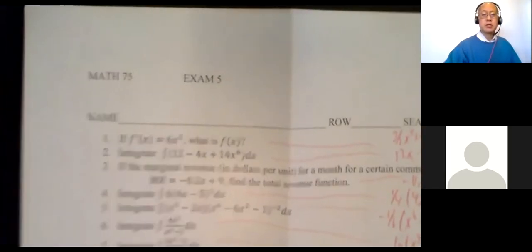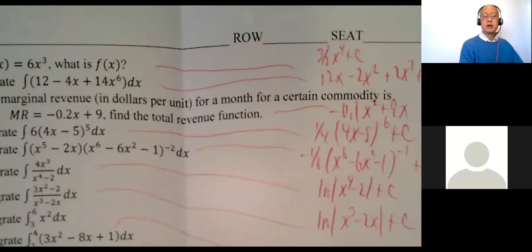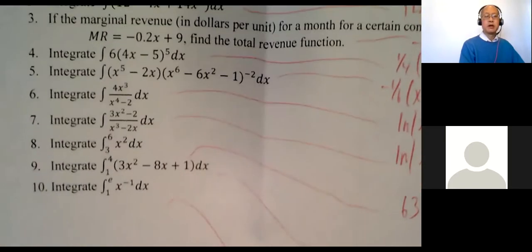Okay, and our most recent exam. So here it is again, if you need it. And ignore all the red, that's just my notes. So I think you can see it all now.